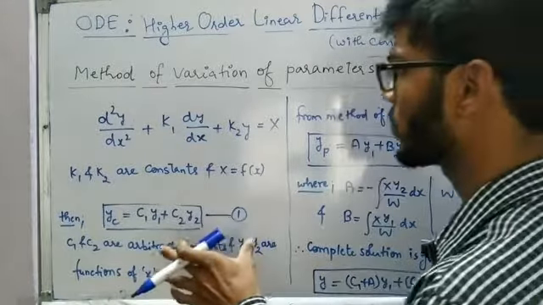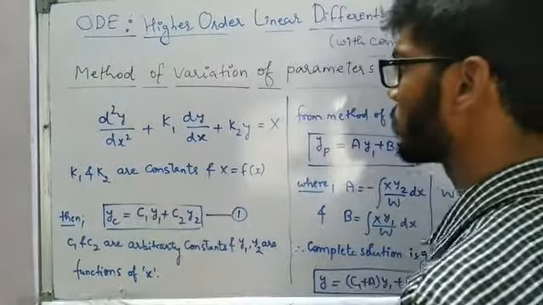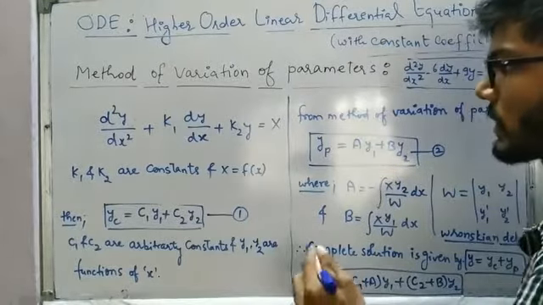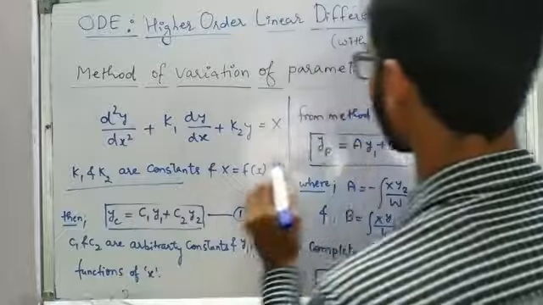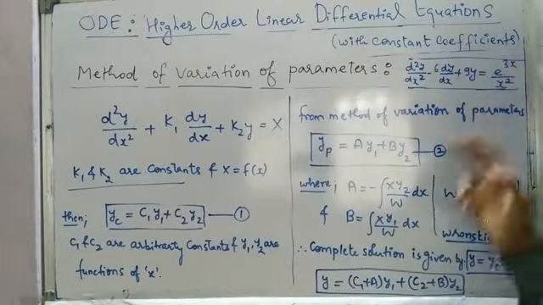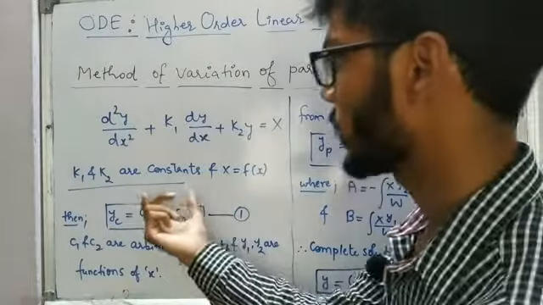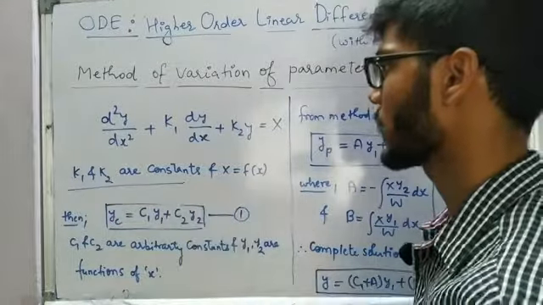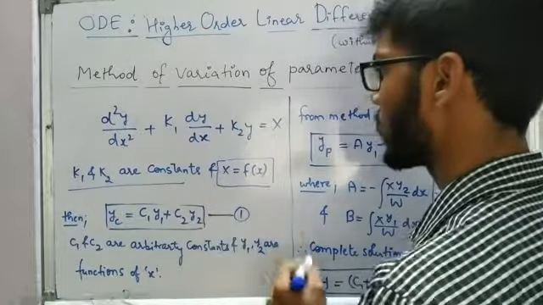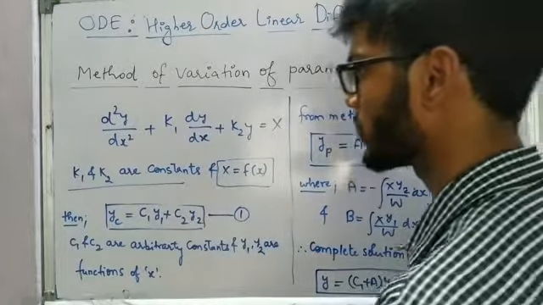We have the second order differential equation, something like d2y by dx2 plus k1 dy by dx plus k2y is equal to capital X, where k1 and k2 are constants because we are discussing higher order linear differential equation with constant coefficients. So k1 and k2 are constants, and capital X is the function of x, which is not any of those 5 cases we have discussed in the previous session.